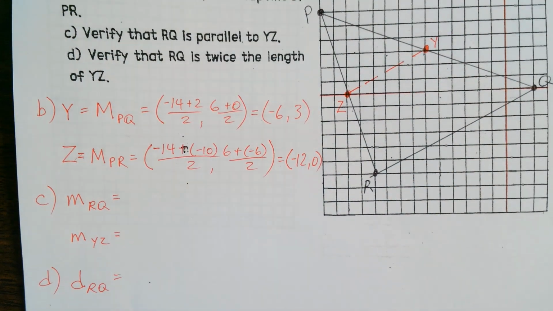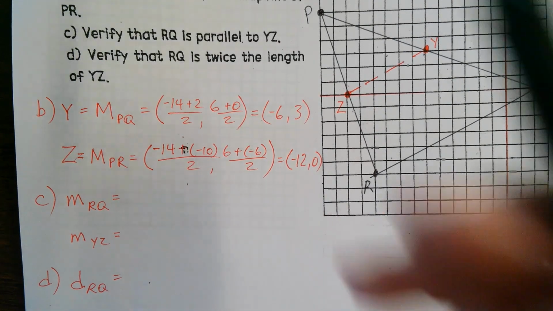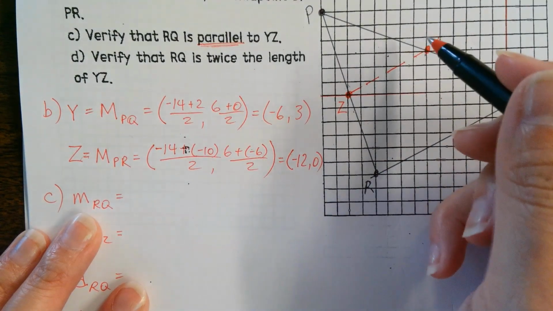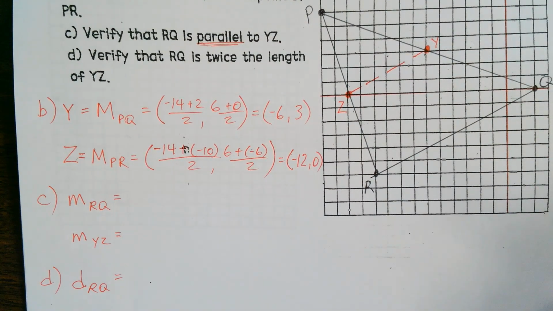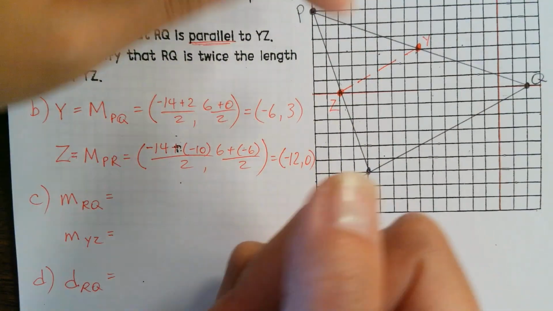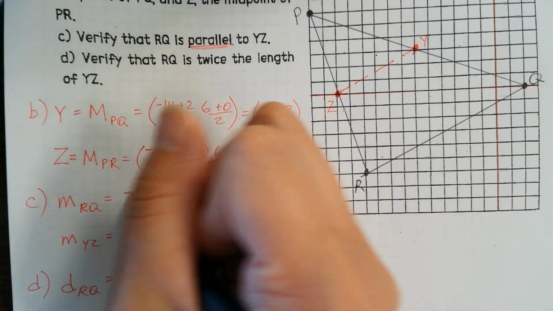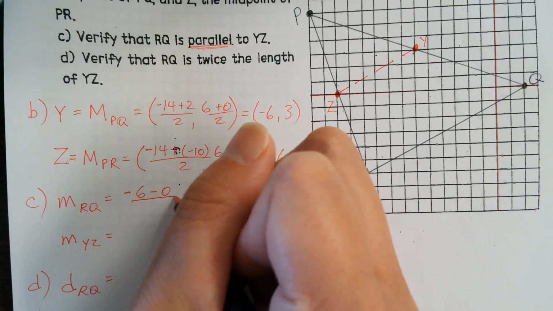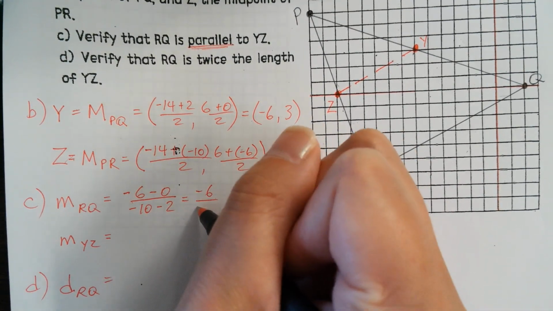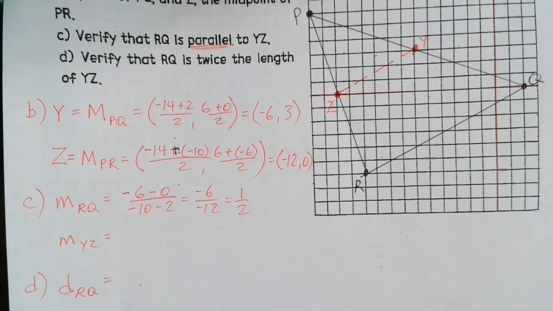Okay, there we go. So M, lower the slope. It wants to know if this line is parallel to this line. Whenever we say something is parallel, we know we're talking about the slope. So slope of RQ: y2 minus y1 over x2 minus x1. So negative 6 over negative 12. When you simplify it, you get 1 over 2.